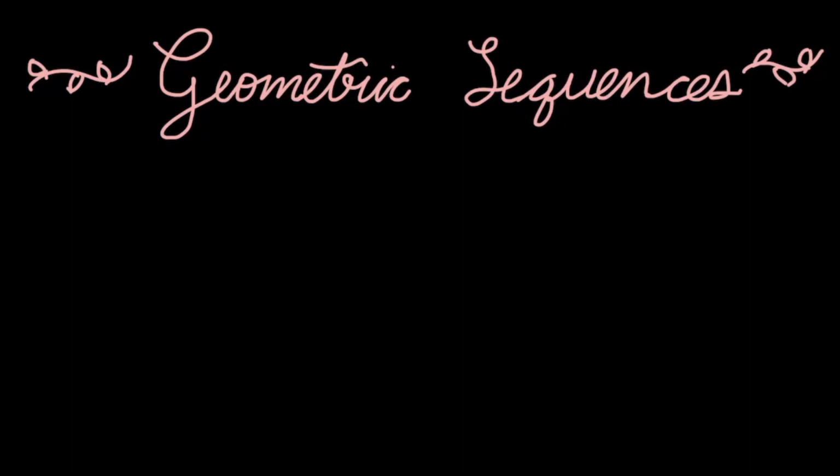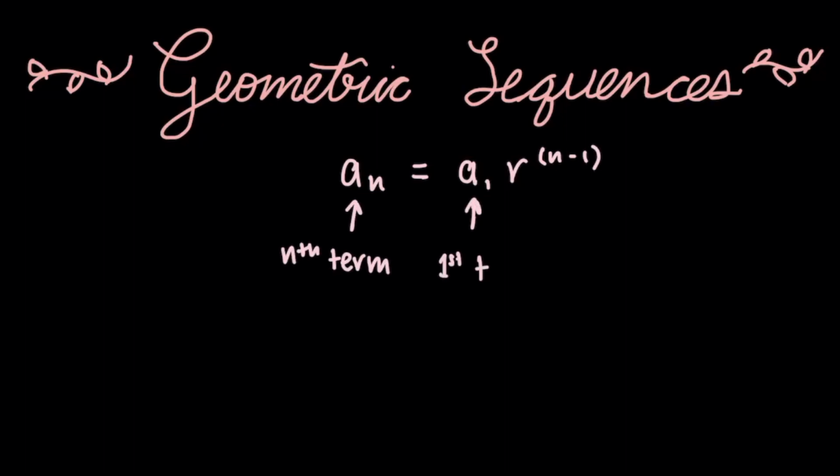Now let's move on to geometric sequences. Geometric sequences are generally expressed with the formula a of n equals a of 1 times r to the power of the quantity of n minus 1, where a of n is the nth term, a of 1 is the first term, and r is the common ratio.